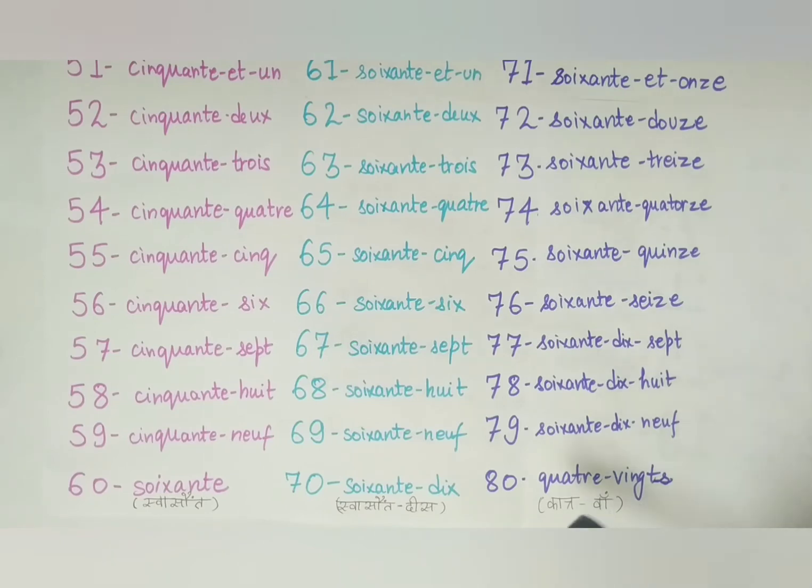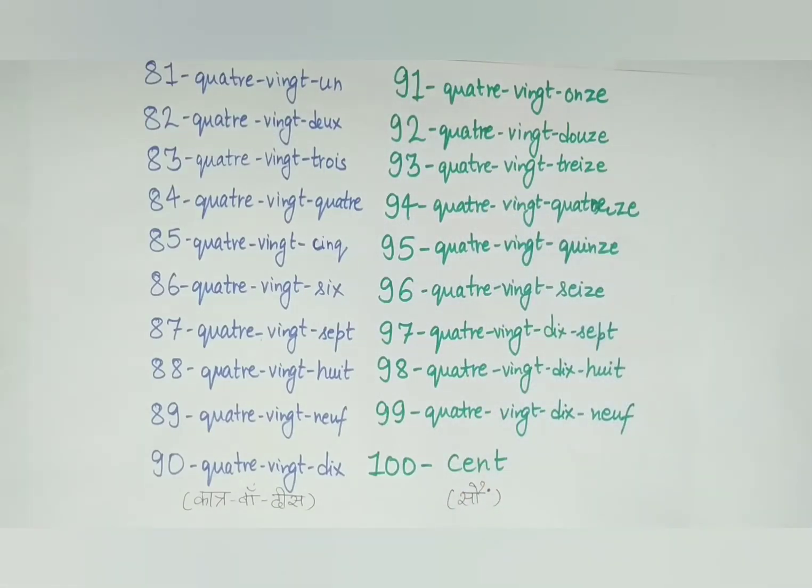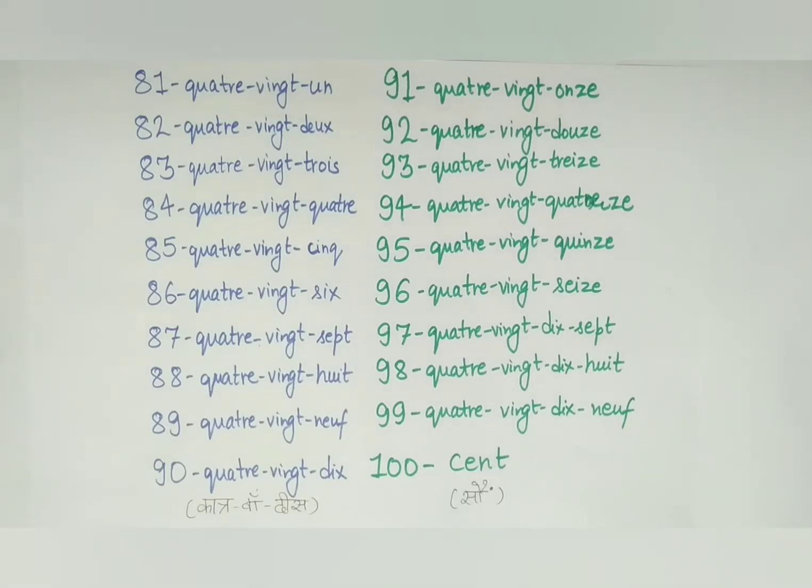80, you know, quatre is 4, vingt is 20. So here it's like 4 twenties. 4 into 20, we know 4 twenties. If we multiply 4 by 20, we get 80. 81. For 81 and 91, we will not add et in the middle. Please remember that. It is added only till 71.